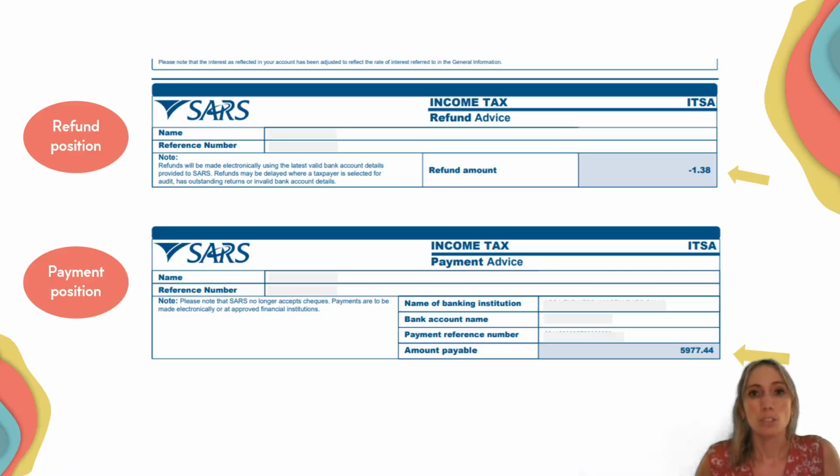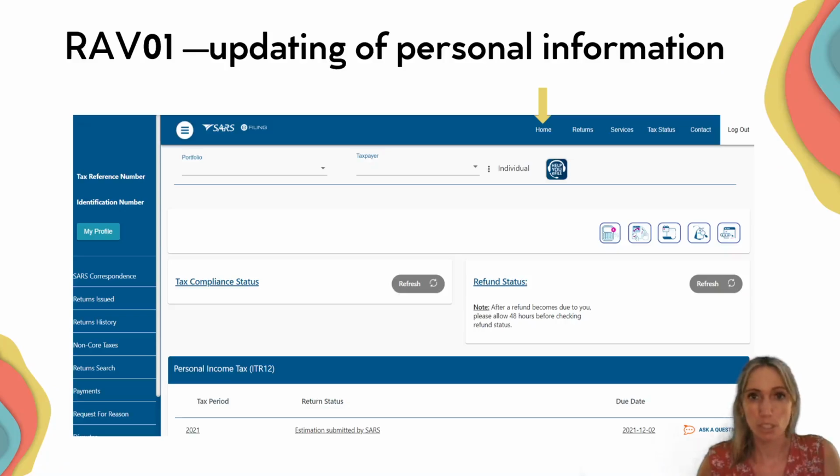So on your statement of account at the bottom, there will be an amount, either your refund advice or your payment advice. If there is an amount due, there will be a payment reference number that you'll use when making payment. Often this can be done by online banking. This is the easiest way to pay any amounts due. There's actually usually an e-filing tab that you can use via your various banks. Now for the RAV 101 form, which I mentioned earlier, this is for updating your personal information.